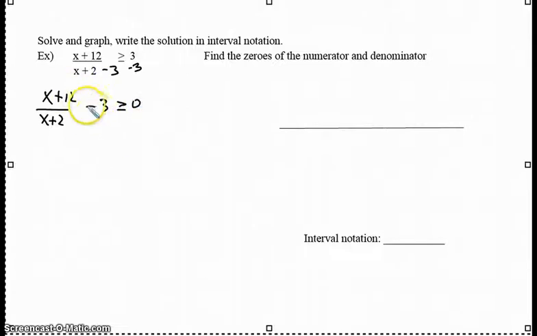Next issue we have to deal with is subtracting fractions. So what I want to do is make this fraction have an x plus 2 as its denominator. This one already does, so that one's fine.